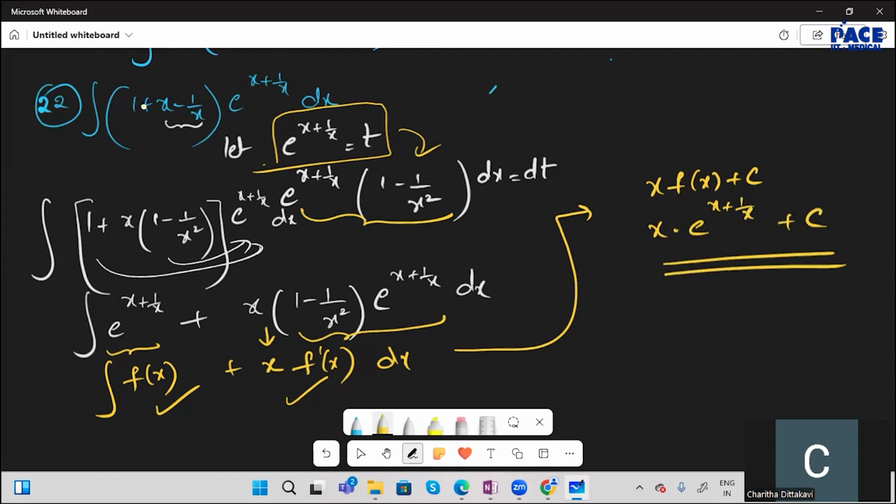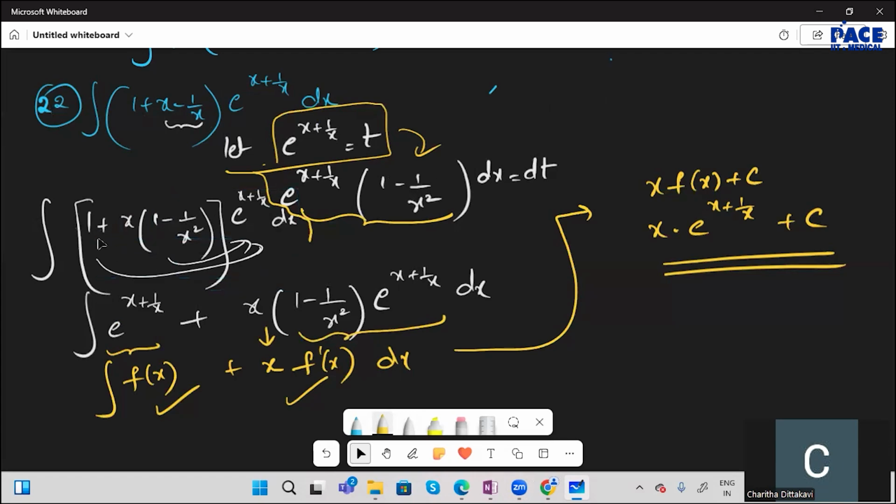Understood? So whatever be the irritating factor there, e^(x + 1/x), let us consider that to be t and go for the differentiation of that. So e^(x + 1/x) times (1 - 1/x²) dx equals dt. That part is what we need to attain. In order to attain this, from these both I have taken x common. Then I got 1 - 1/x². Clear? So (1 + x(1 - 1/x²)) e^(x + 1/x) dx is what I have.